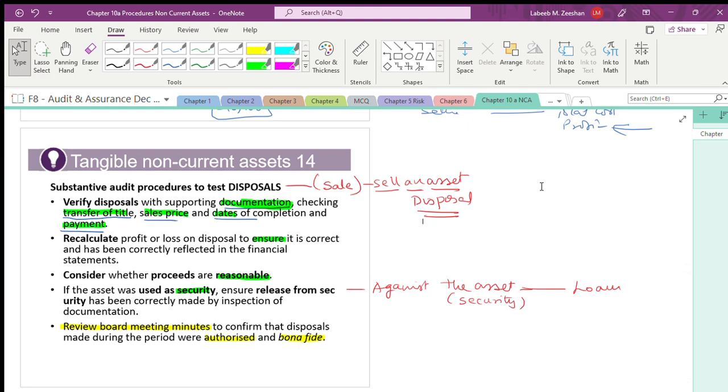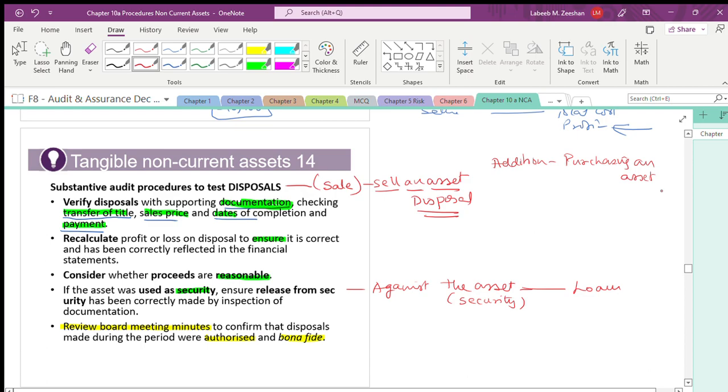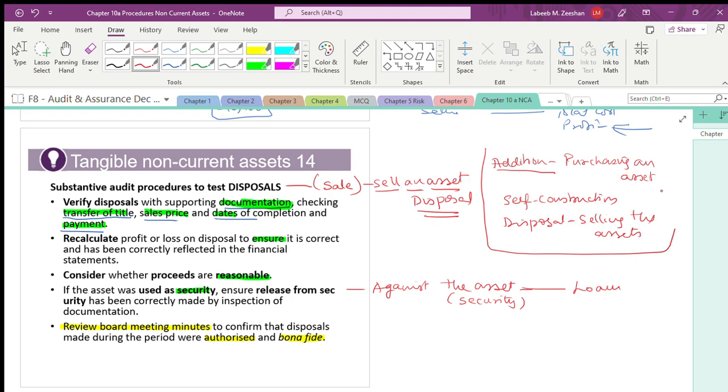Now, we have additions, which means whenever you are purchasing an asset. Ask me, I'm very happy. Whenever you purchase an asset, it is going to be identified as a classification in the addition. Whenever you have a self-constructed asset, that is also an addition. Whenever you are selling the asset, replacing the asset, selling the asset, that is otherwise called a disposal.